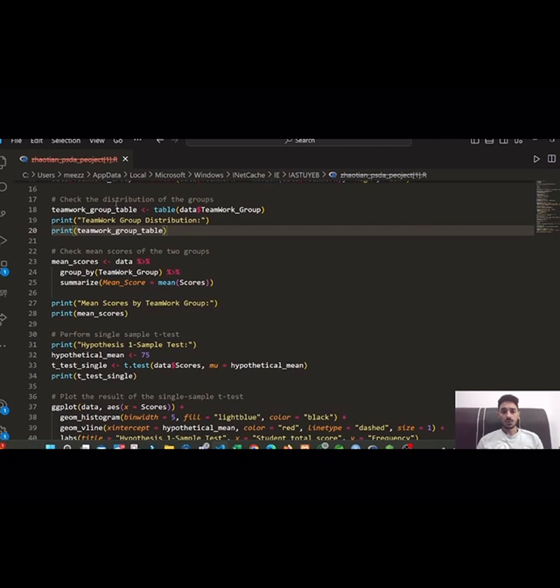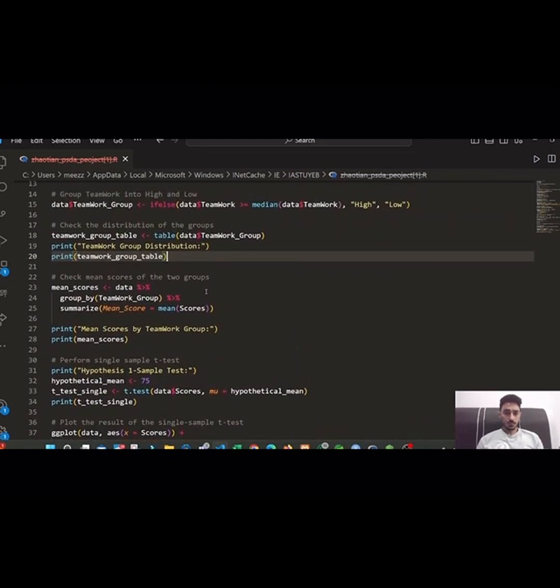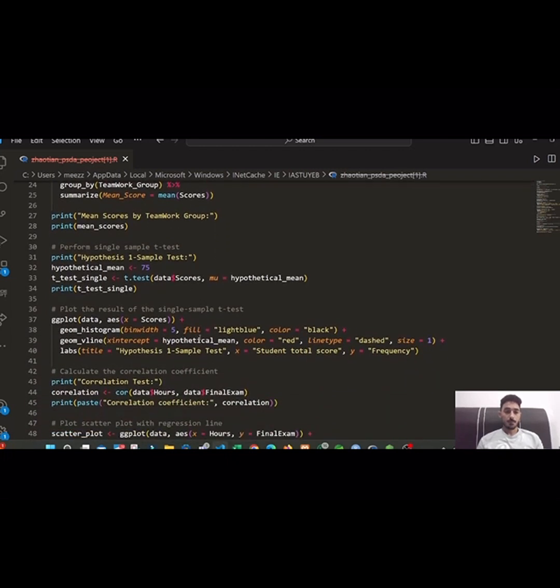Based on the median, we declare a variable called teamwork by using data. Then we are going to check the distribution of the group work. The program will print the teamwork group distribution. For the mean, after getting the information from the group teamwork, the program will calculate and compare the score for the two teamwork groups and get the mean by printing the mean score by teamwork group.